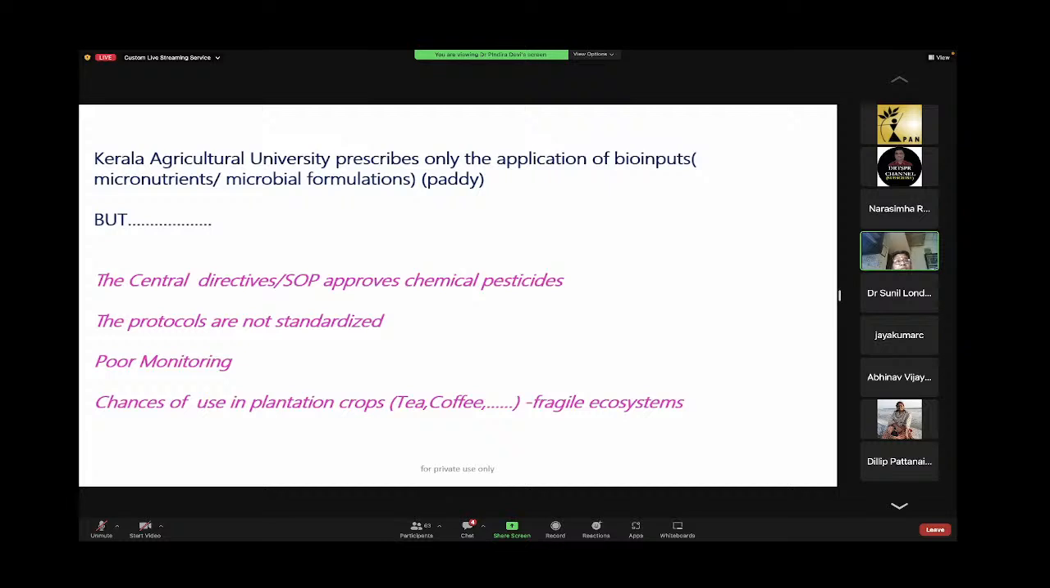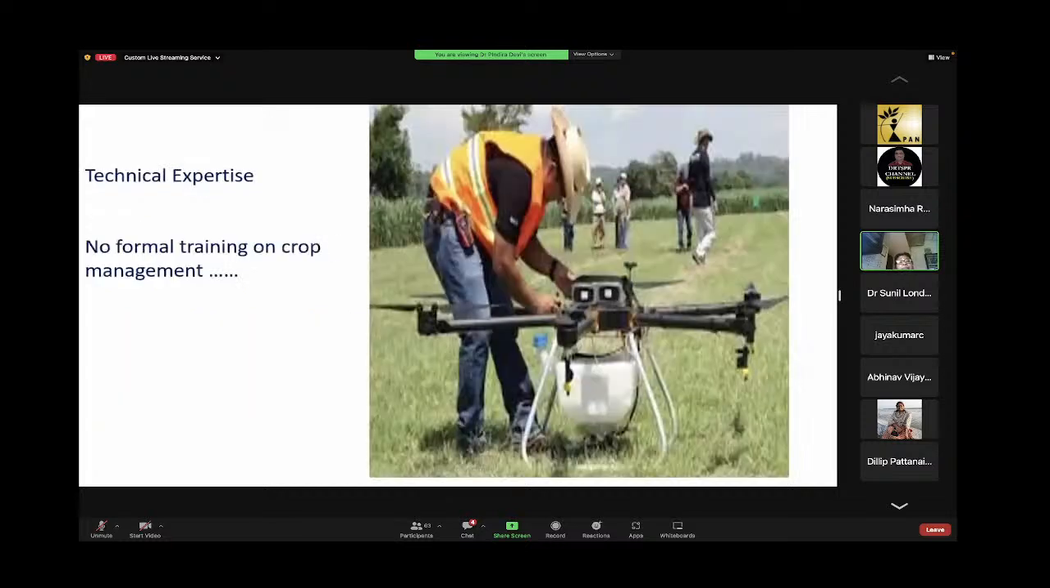And because most of these crops, especially tea, coffee, cardamom, black pepper, all those things are grown in very fragile ecosystems. And again, this point was already mentioned, there's no formal training in crop management for these operators of drones. Most of them, I understand, are technically trained on operating the drone. They have no exposure to the crop management protocols or even the environmental science.